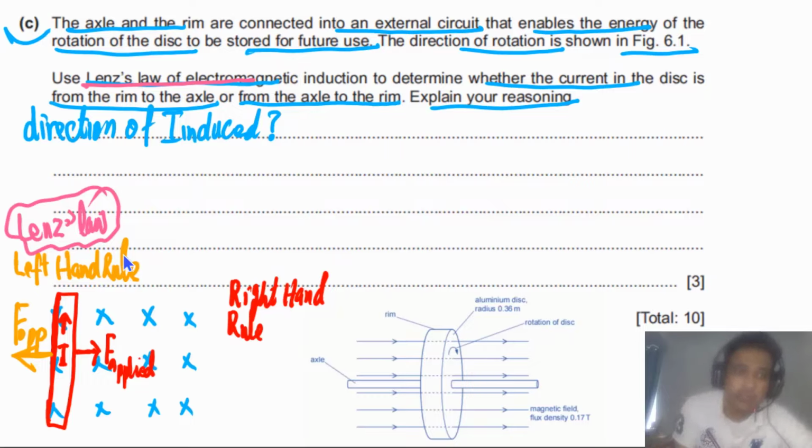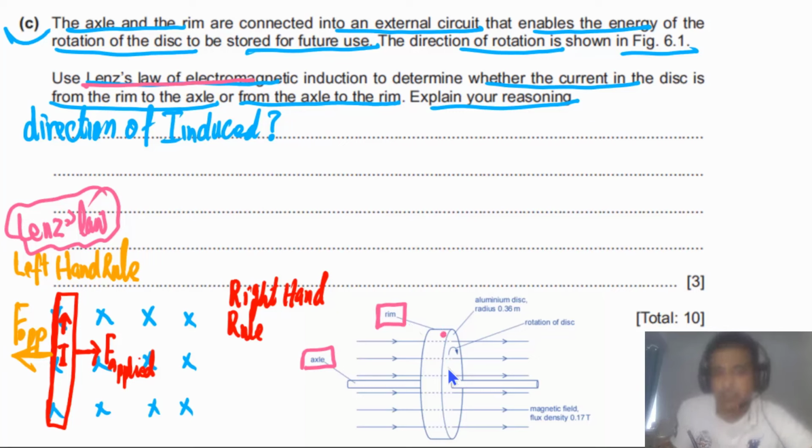So we will be considering Lenz's law to answer this question. If you look at this disc, this is the rim and here we have the axle. So this one is the axle. We need to find out the direction of induced current. Is it from rim to the axle or from axle to the rim? We will be looking at this point.